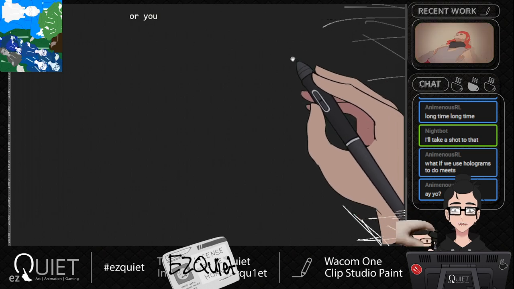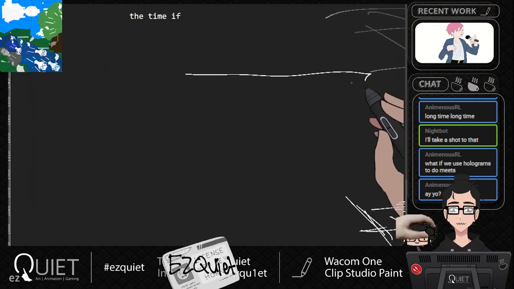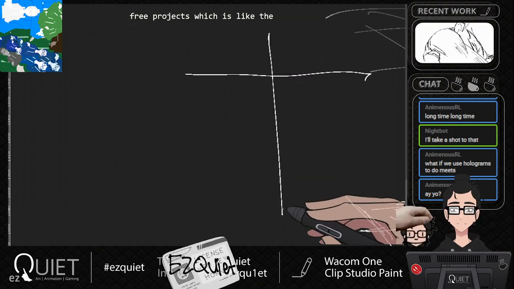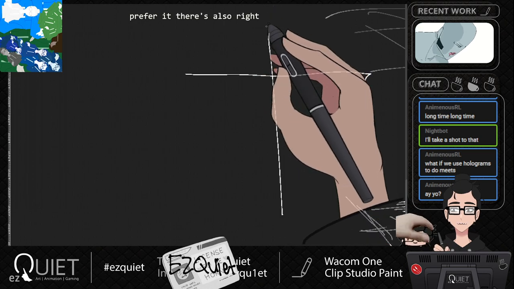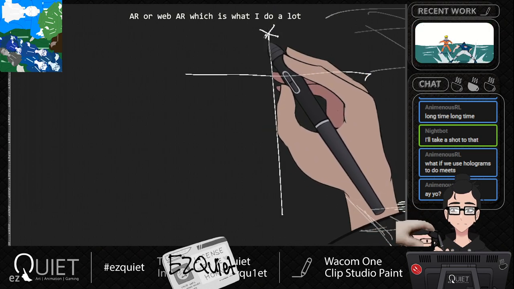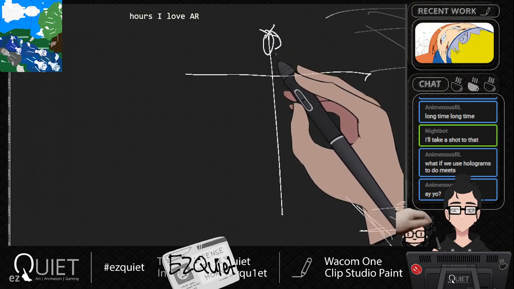Or you could use Zapworks. I use Zapworks all the time. Zapworks is so easy to use, guys. If you ever get a chance, I think Zapworks also gives you free projects, which is why I prefer it. There's also 8th Wall, right? When it comes to AR or web AR, which is what I do a lot. It's so fun. Anyway, I could talk about this stuff for hours. I love AR. AR is so good.